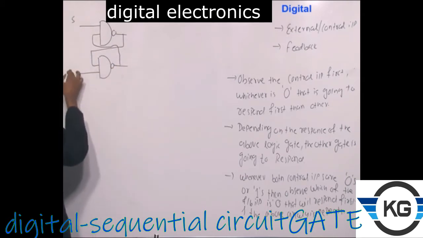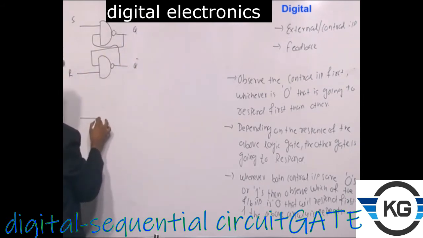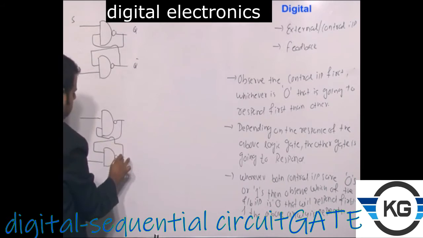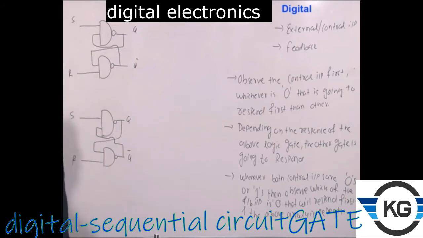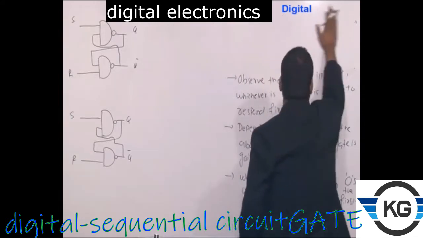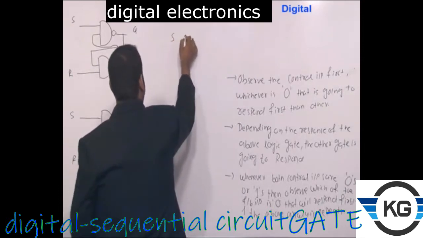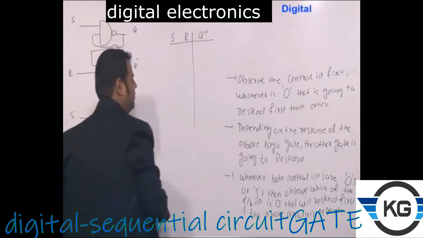So this is S, this is R, this is Q, this is Q bar. I am drawing another SR NAND latch again like this, with S, R, Q, and Q bar. The functionality we are going to see in this case, we will write in the form of a table with S, R, and Q plus. I will come to the meaning of Q plus.